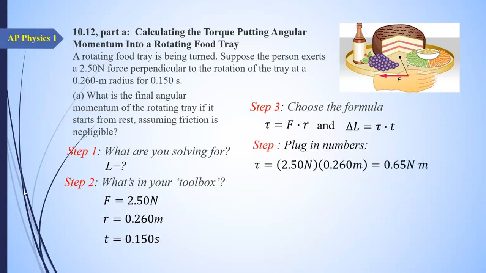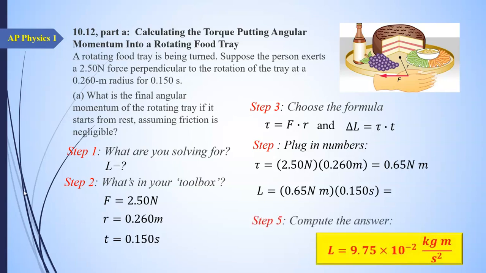So plug in the numbers, and there you get the torque is 2.5 newtons times 0.26 meters. That's the F R, is 0.65 newton meters. Now you plug it into the angular momentum formula, and it's 0.65 newton meters is torque, times time is 0.15 seconds, and that gives you 9.75 times 10 to the negative 2, and the units just come out to be kilogram meters squared per second.